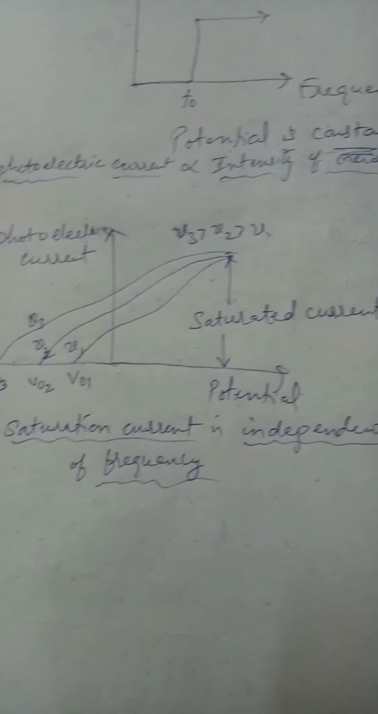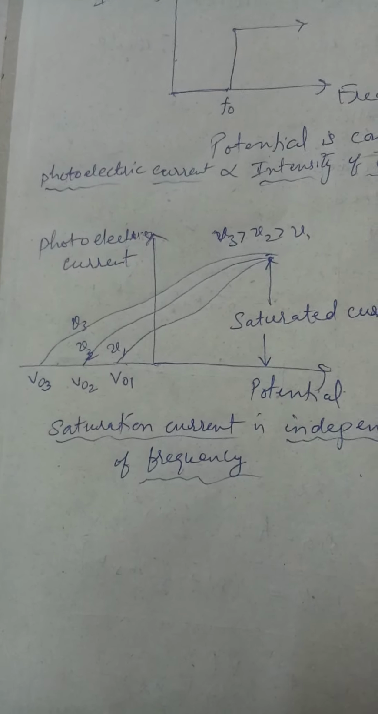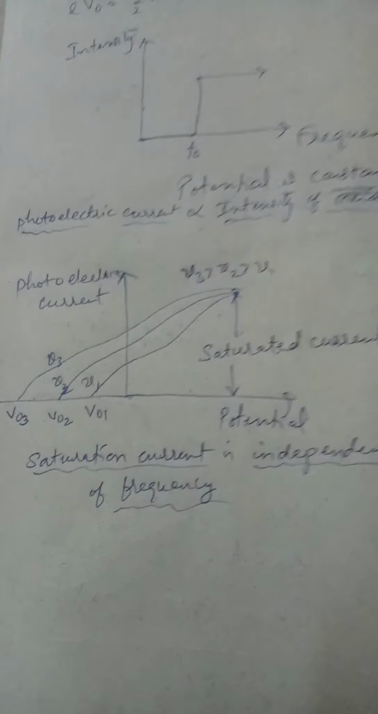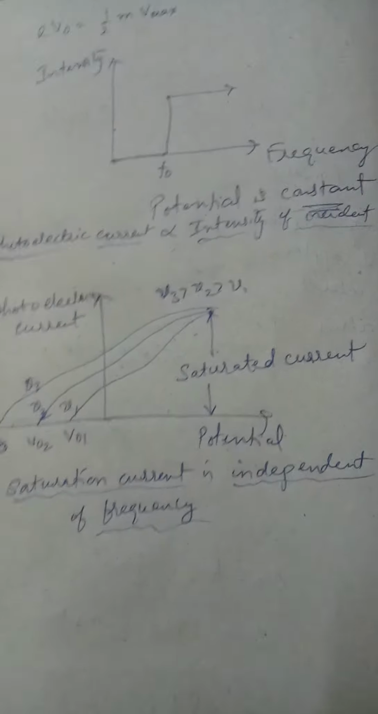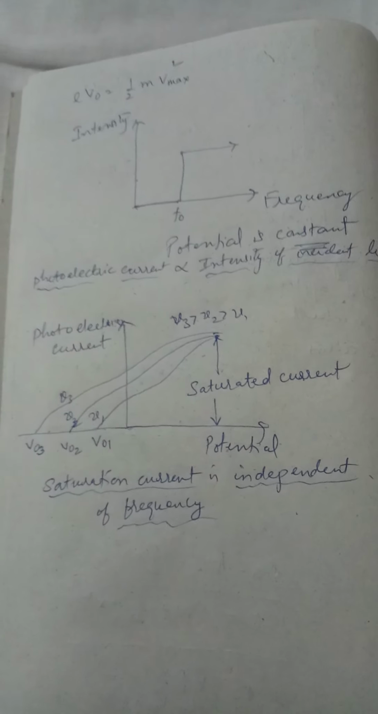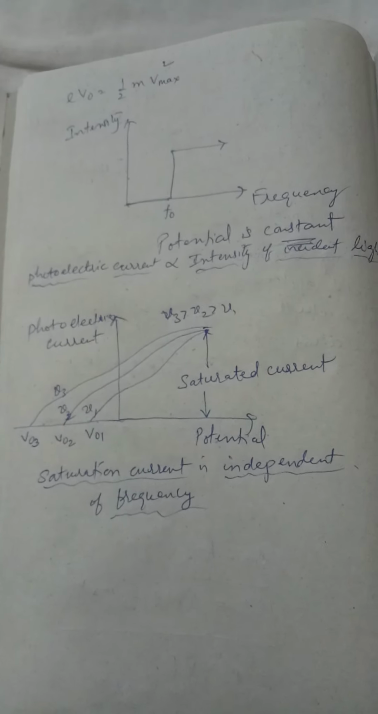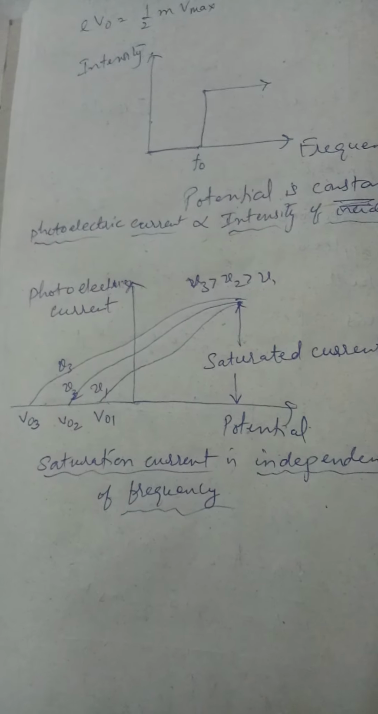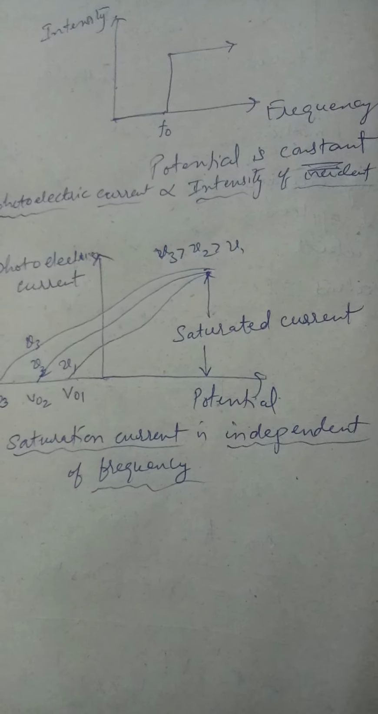Let us move to the next graph. Now this graph is between, on the y-axis you have photoelectric current, and on the x-axis you have potential. Now here what we have done is we have chosen three different types of lights. Obviously every light has an associated frequency. nu3 is more than nu2 is more than nu1.